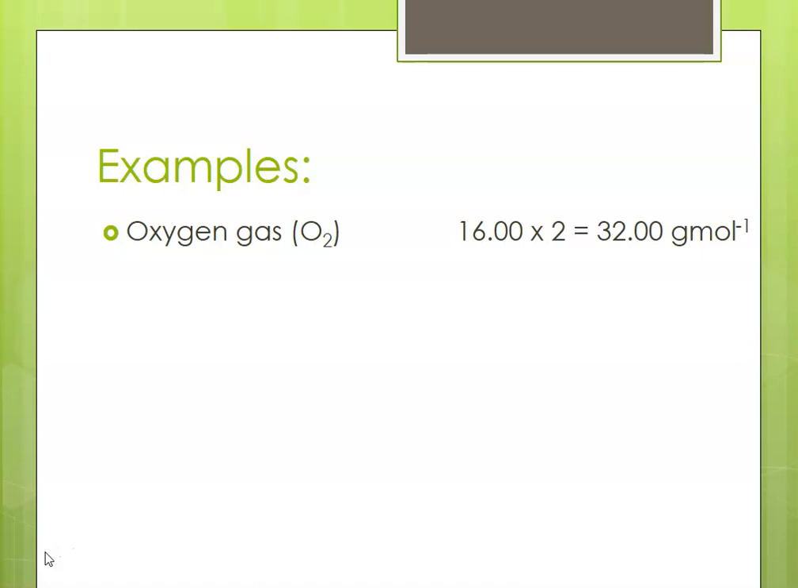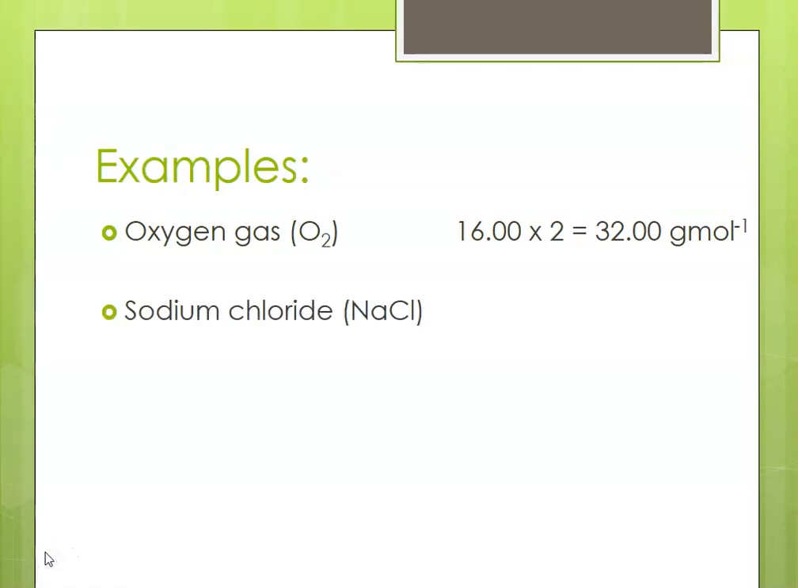We can look at something slightly more complicated. Let's take sodium chloride. Sodium and chlorine. The formula tells us that there is 1 sodium for every chlorine. So when we want to work out the molar mass of sodium chloride, we simply take the molar mass of sodium, which is 22.99, and the molar mass of chlorine, which is 35.45, and we add them together. So the molar mass of sodium chloride is 58.44 grams per mole.